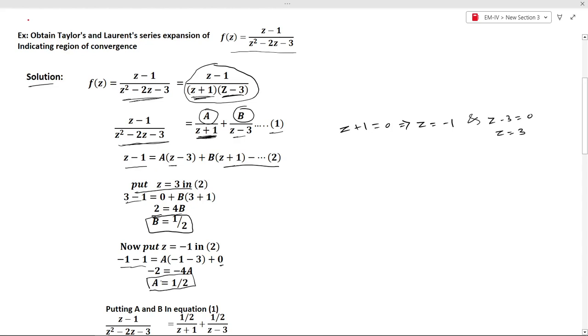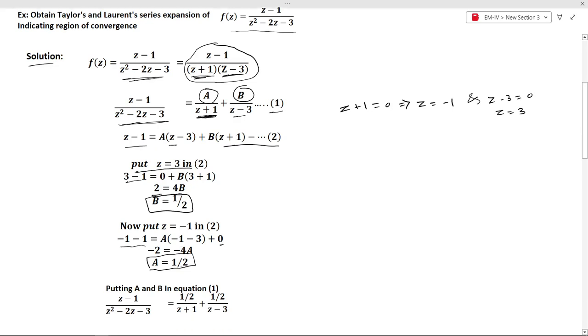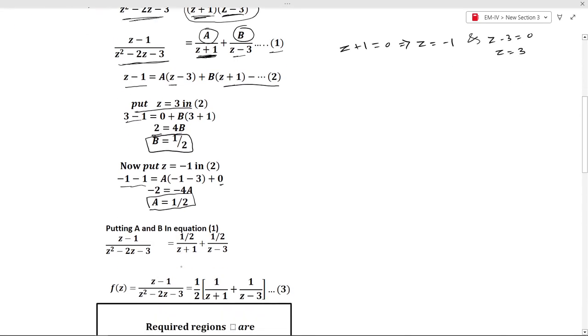Once you get the values of the unknown constants, put these values in equation 1. So putting a and b in equation 1, we have (z minus 1) upon (z square minus 2z minus 3) is equal to (1 by 2) upon (z plus 1) plus (1 by 2) upon (z minus 3). Remember, this is your f of z.